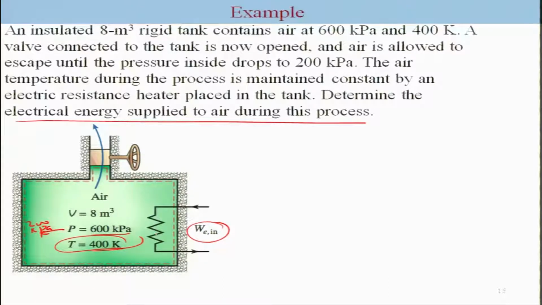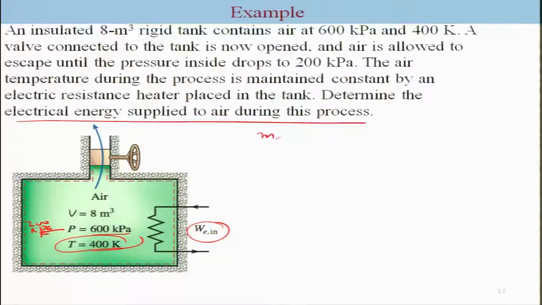So, the first thing is, since the valve is opened, certain mass has escaped. So, we will be applying the mass balance first, followed by the energy balance. So, m in minus m exit is equal to m2 minus m1 of the control volume. Now, there is no inlet, so m exit is nothing but m1 minus m2 of the control volume.